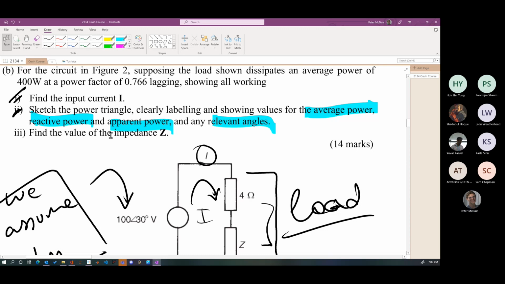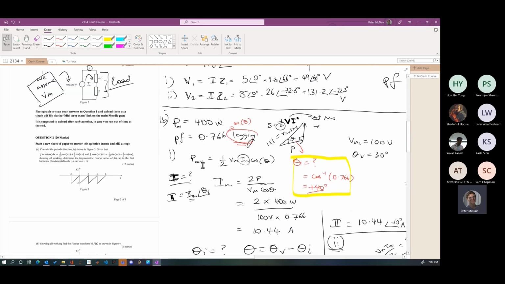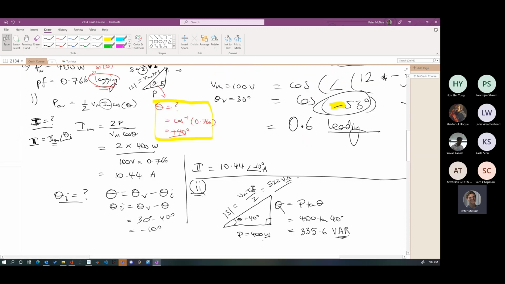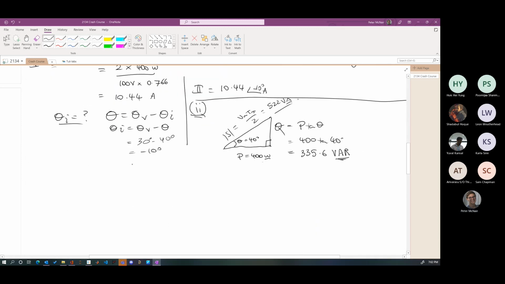Sounds good. And now we look to find the value of the impedance Z. So essentially, we've got a lagging power factor. So from that, we assume, well, it's probably an inductor, right? But let's prove it and let's find the value of that inductor.